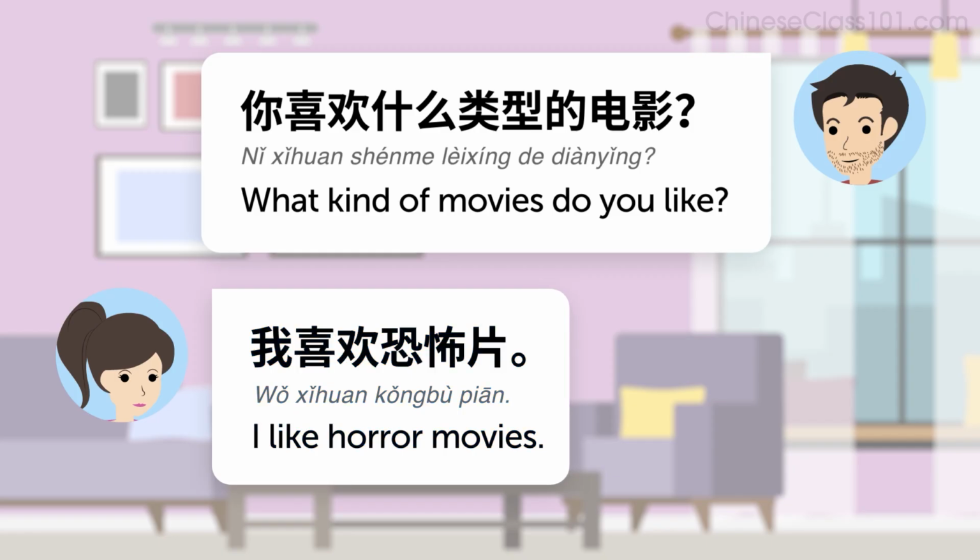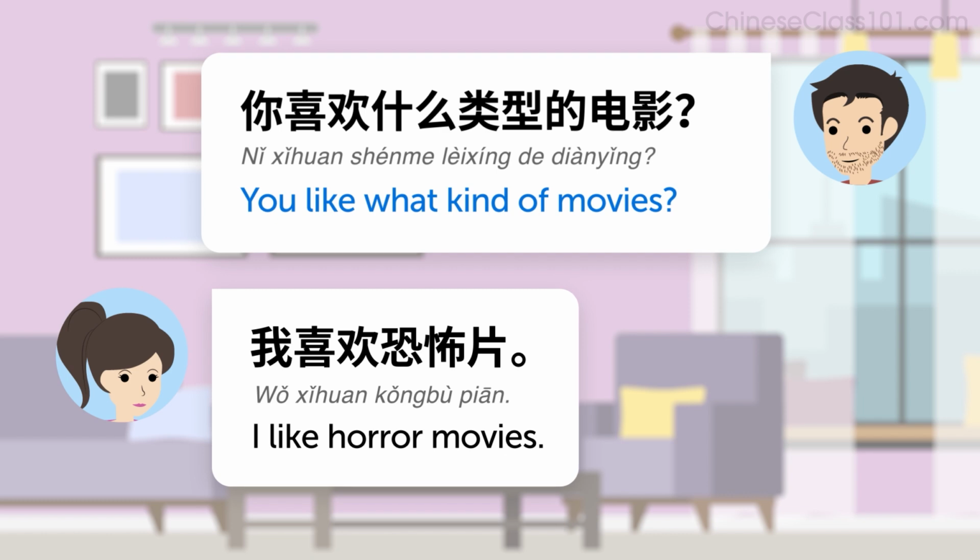First of all, you'll need to learn how to say, What kind of movies do you like? That's, 你喜欢什么类型的电影？ Listen to it again. 你喜欢什么类型的电影？ This Chinese sentence literally translates as, You like what kind of movies? But it means, What kind of movies do you like?